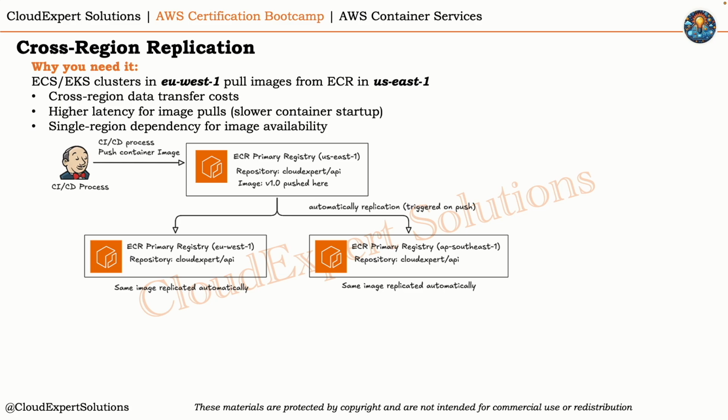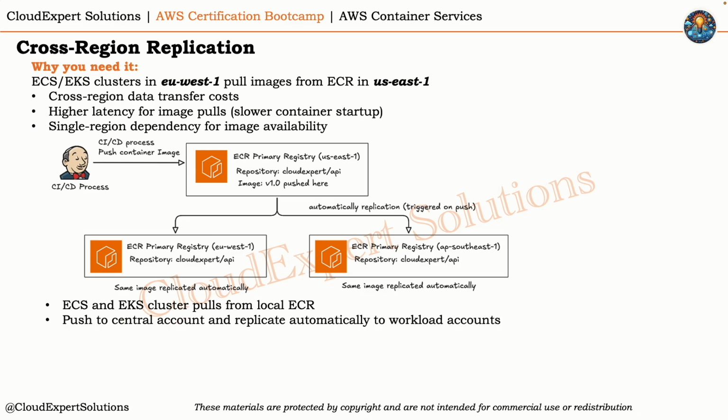When you push an image to your primary registry, ECR automatically replicates it to your specified secondary regions. ECS and EKS clusters in each region pull locally: no cross-region transfer, lower latency, and regional independence. Cross-account replication will also work the same way. You push once in the central account, which will be replicated automatically to the workloads account.